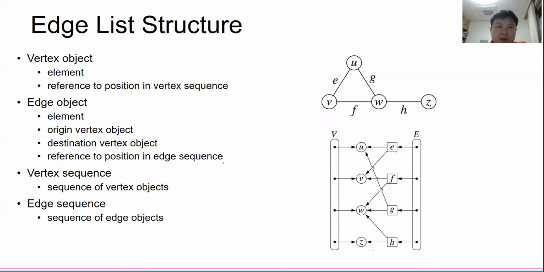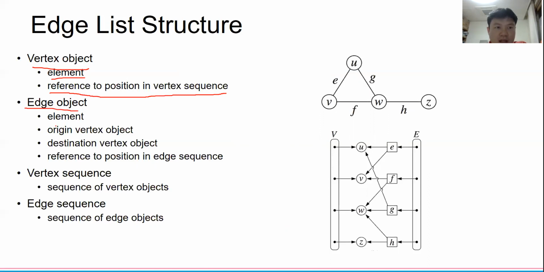So in the graph, you can deal with the data structure. For example, if you are using the edge list structure, what is the edge list structure? Let's say we have the vertex object. The vertex object holds the element, and it will be a reference to a position in a vertex sequence.